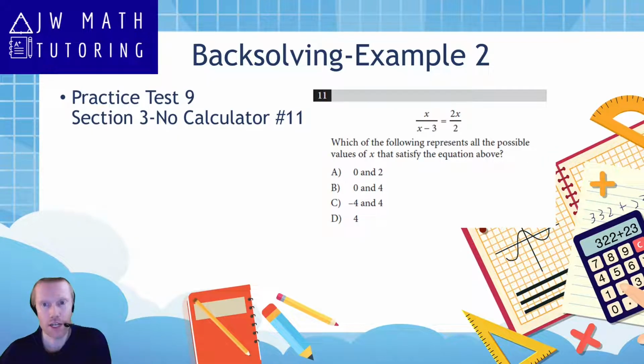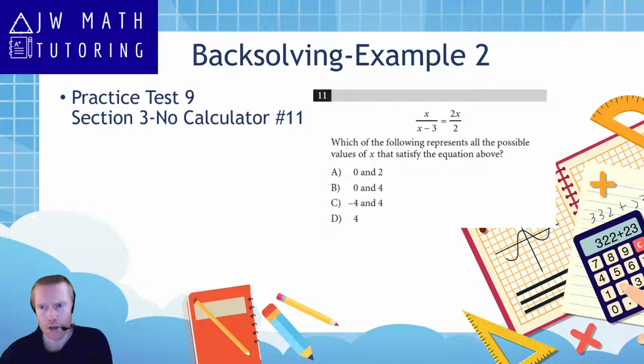For all the wrong answer choices, I'm basically contradicting that piece of information. Now let's take a look at another example. This is from the College Board's Practice Test 9, which is one of the 8 practice tests that they release for free on their website. It's also from section 3, the no calculator section, and it's problem number 11.